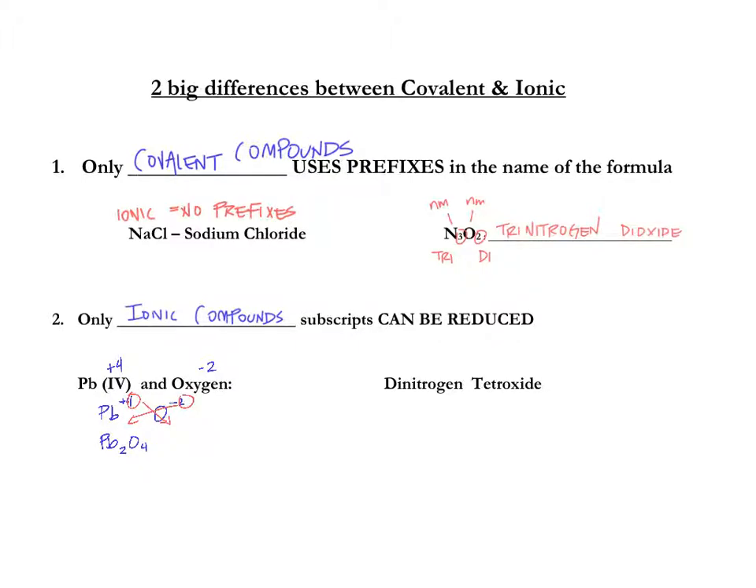Now, this is an ionic compound because lead is a metal, oxygen is a nonmetal, which means I can reduce these. So when I look at the 2 and the 4 here, the 2 and the 4 I can reduce by dividing by 2. So when I divide both subscripts by 2, you get PbO2.